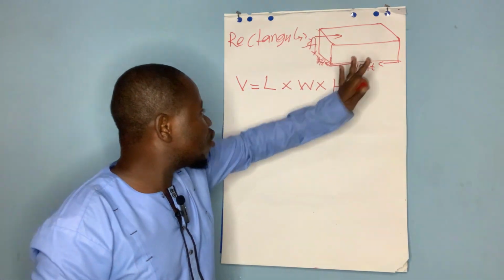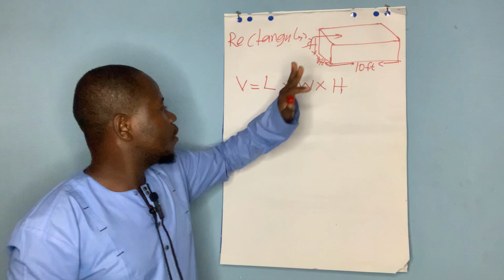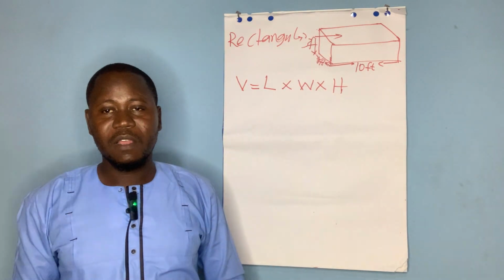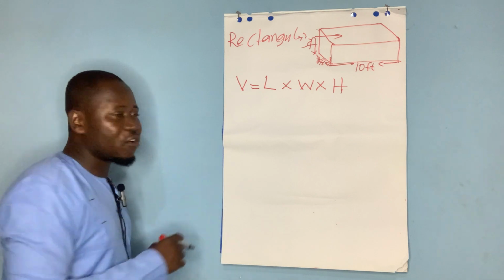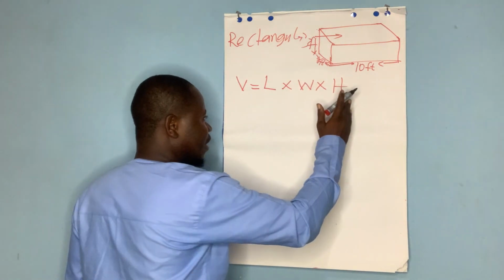So now, having gotten this, length 10 feet, width 6 feet, and then height 3 feet. And we know our formula for a rectangular pond: volume is equal to length times width times height.